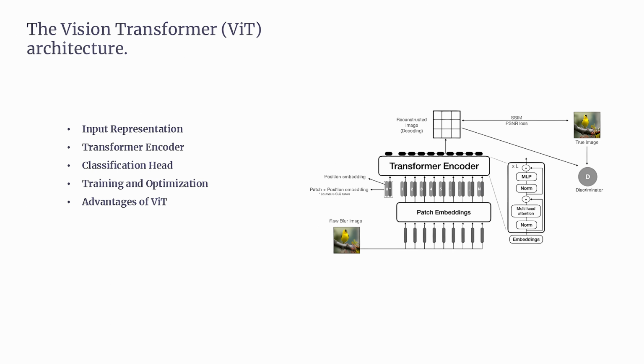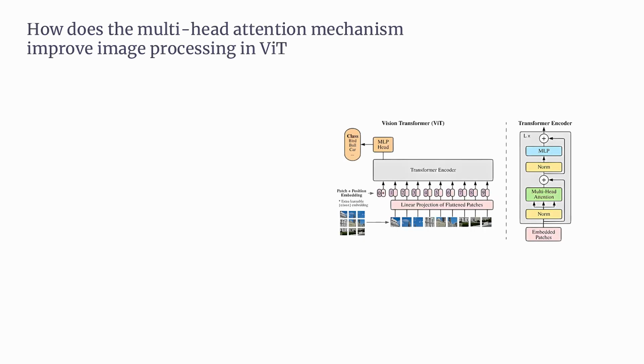The core components are the patch embeddings, position encodings, and transformer encoder, which learns the global dependencies between image patches through self-attention. While ViT achieves state-of-the-art performance on large datasets, it requires significant computational resources and large amounts of data to reach its potential.